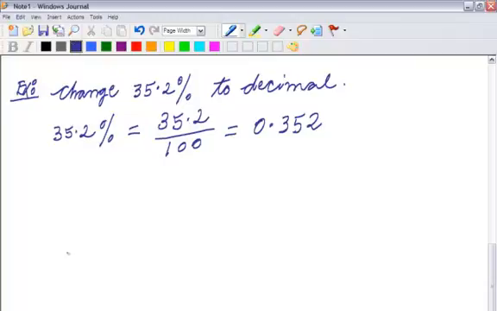Another example. Let's say I want to change 4% to decimal.